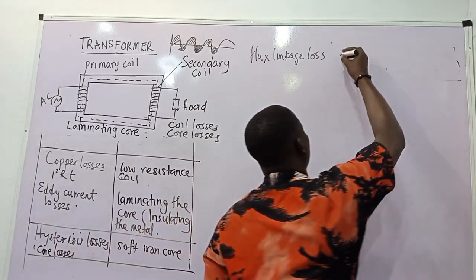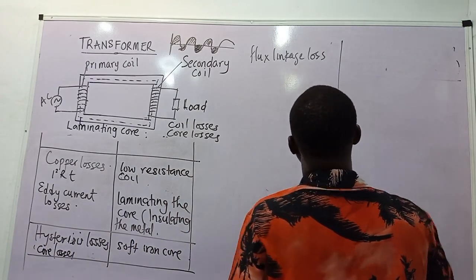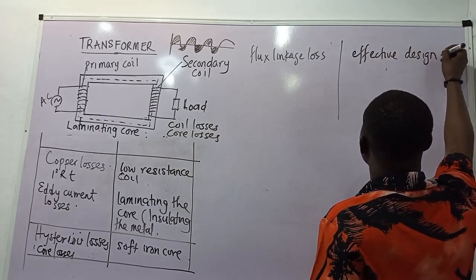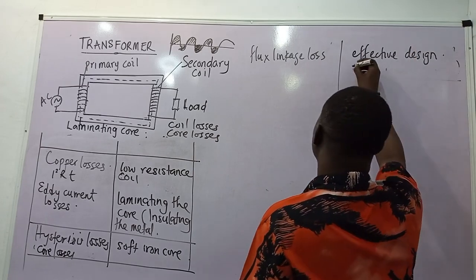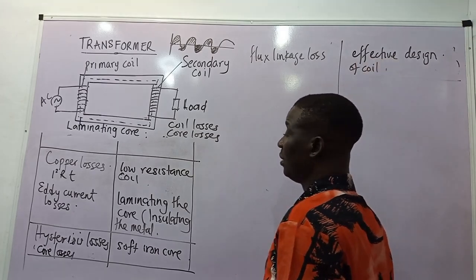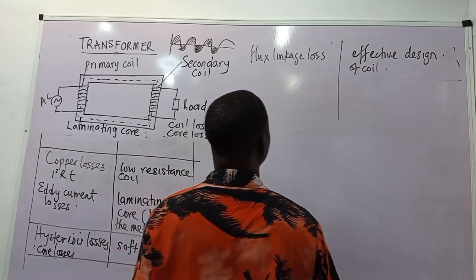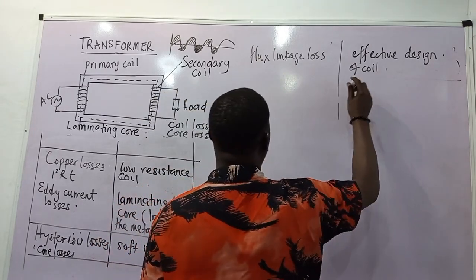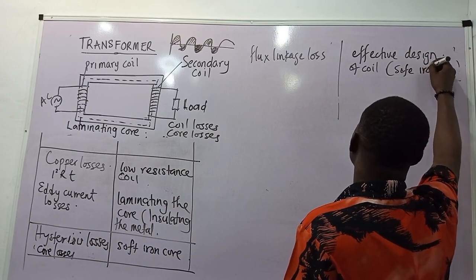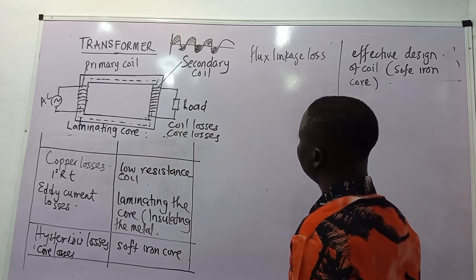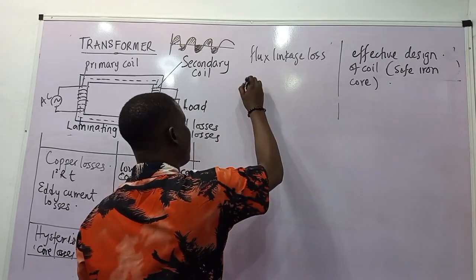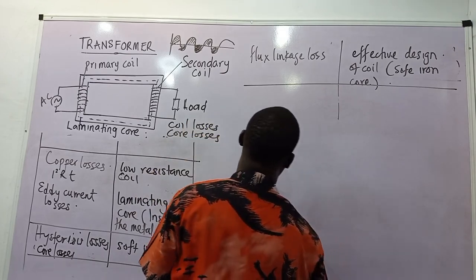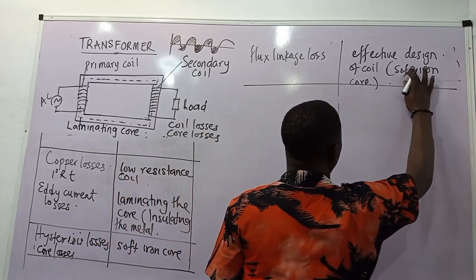So how do we now reduce these losses? Is to use a very effective design of the core. If you use an effective design of the core, it will help us to maximize the linkage from primary to secondary. Or sometimes you say using a soft iron core. So now we have talked about the 4 things that we need: 1, 2, 3, 4, the losses that we need here.